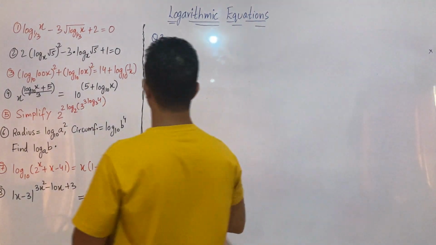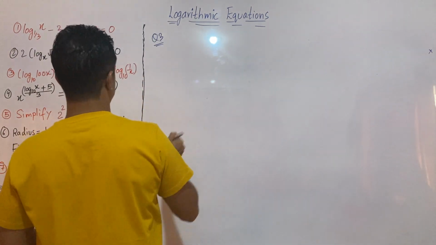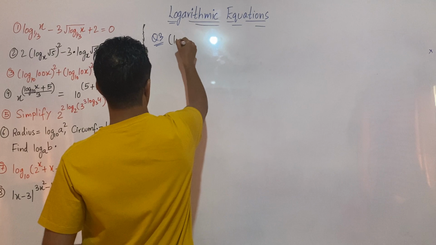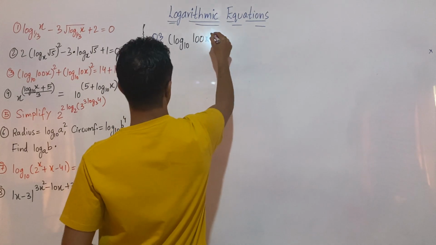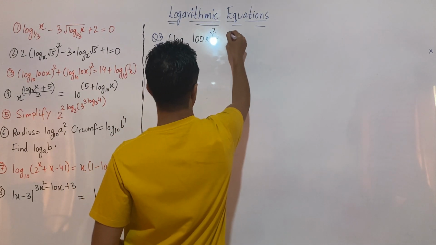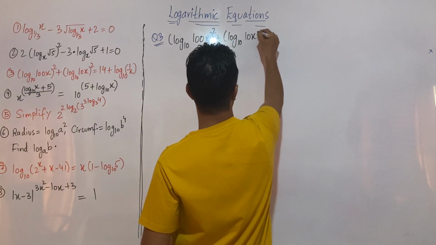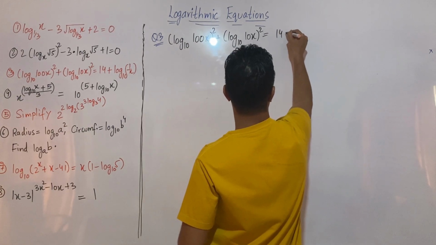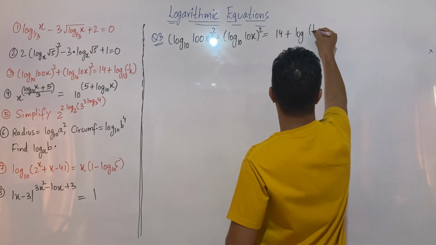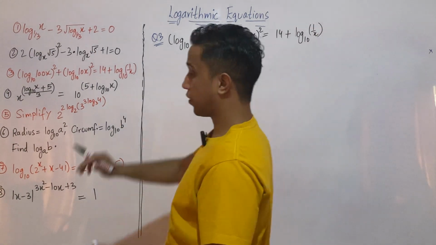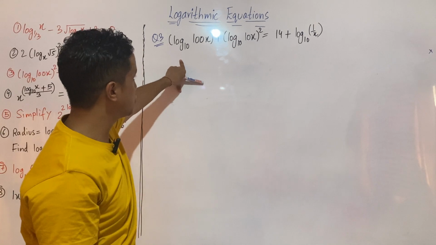Question number 3 says that we are given log of 100x to the base 10 squared plus log of 10x to the base 10 squared equal to 14 plus log of 1/x to the base 10. Okay, so this is the next problem given to us.